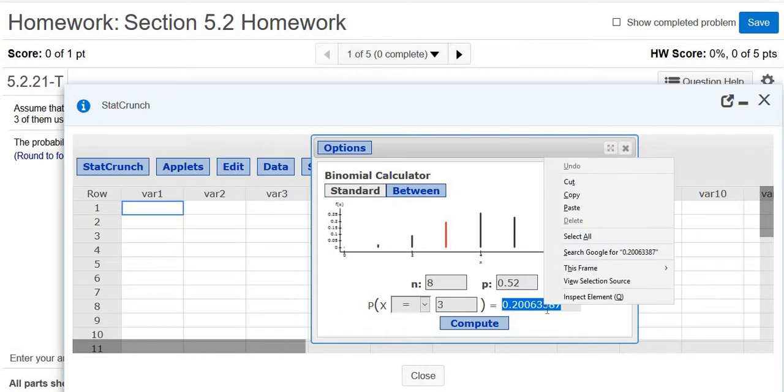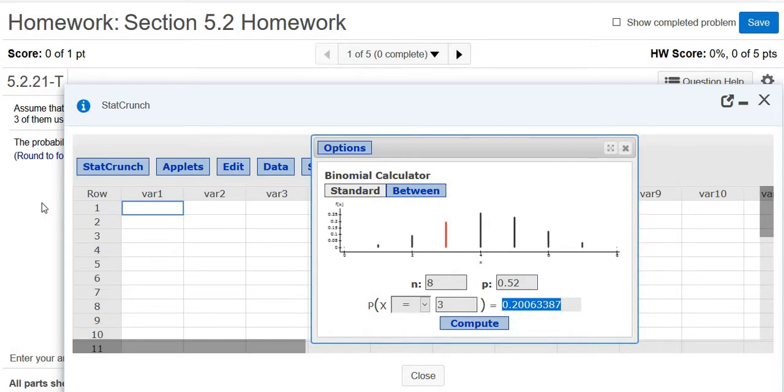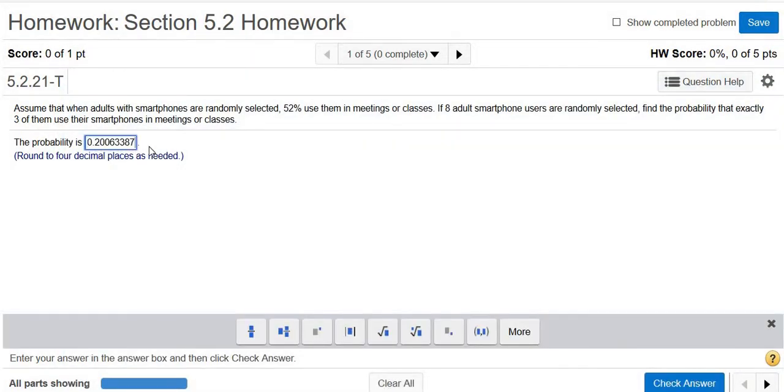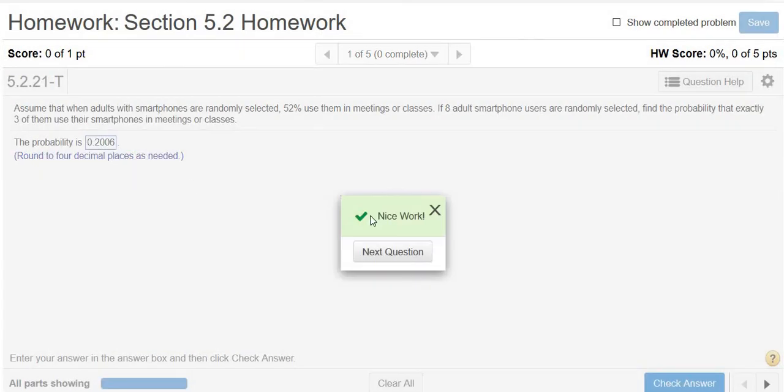Highlight this. Right click, copy. Then come back over here. Close this. And then just paste it, so control V, and we want 4 decimal places, so that'll be that. Let's try it, and that's it.